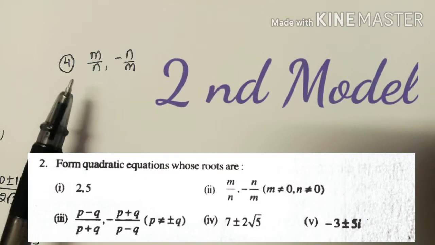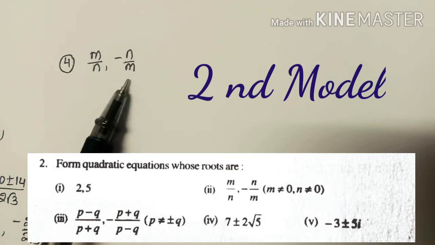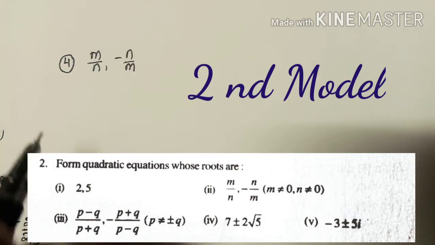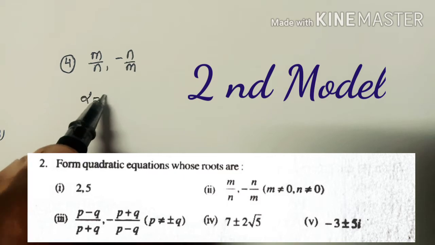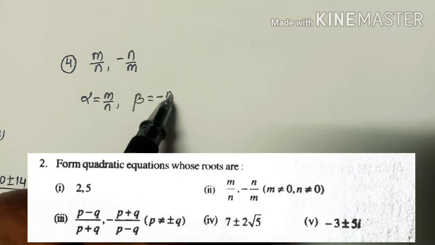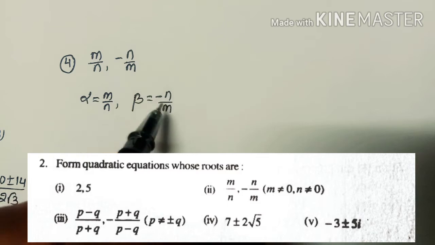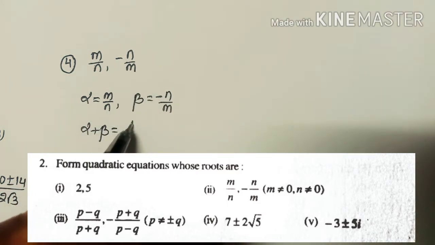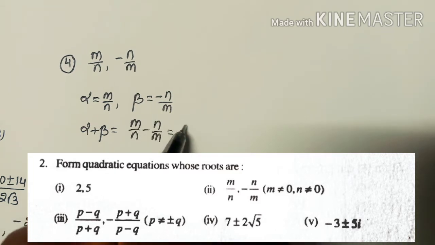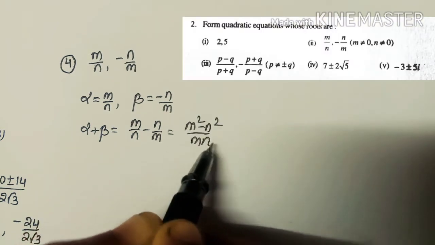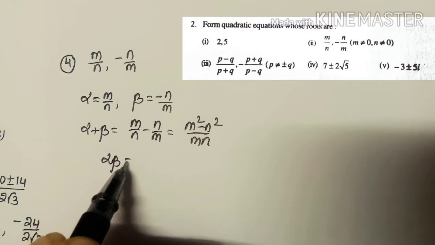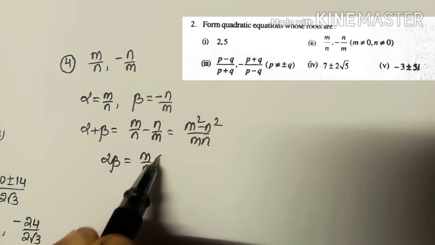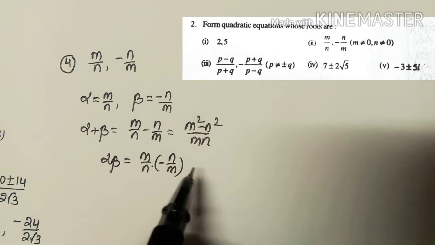Next problem, form the quadratic equation whose roots are given as m by n comma minus n by m. So we want to form the quadratic equation. First we are taking these two values as alpha comma beta, that is alpha is equal to m by n and beta is equal to minus n by m. Now first we are finding the value of alpha plus beta, that is alpha plus beta is equal to m by n minus n by m, which is equal to m square minus n square by mn. And next we take the value of alpha beta. Alpha beta is equal to m by n into minus n by m, which gives the value minus 1.